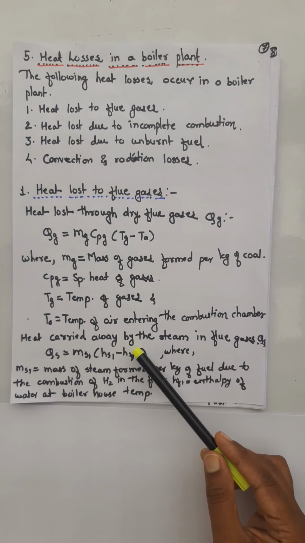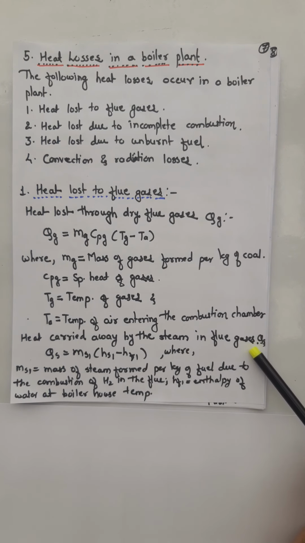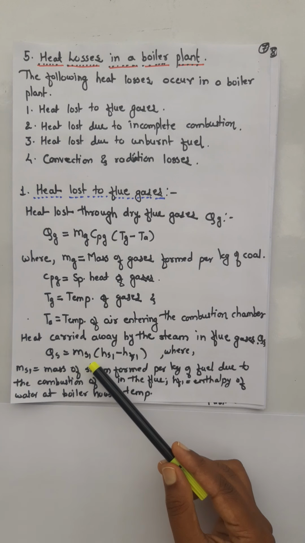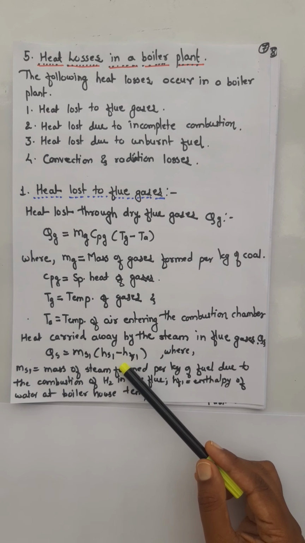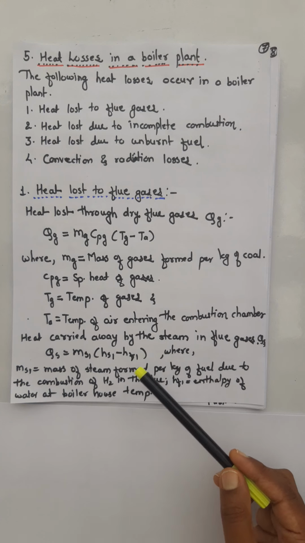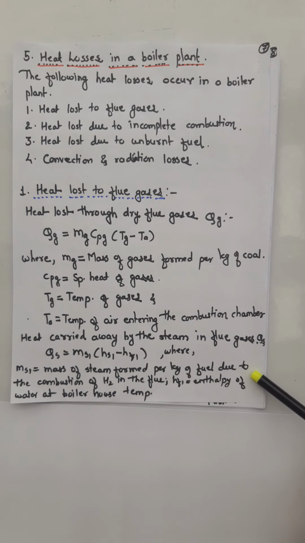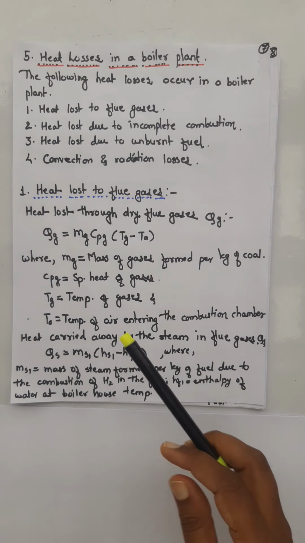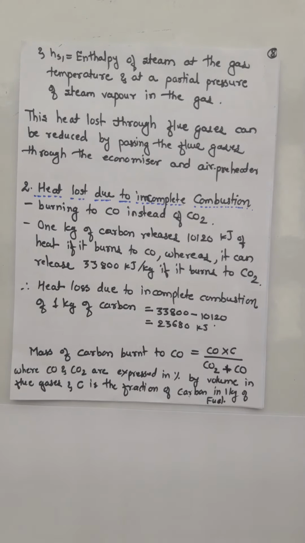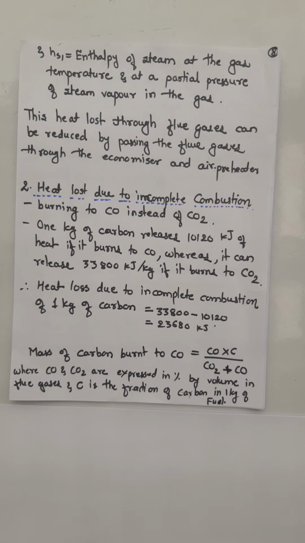So heat carried away by the steam in flue gases is given as Qs, and Qs is equal to Ms1 into (Hs1 minus Hf1), where Ms1 is the mass of steam formed per kg of fuel due to the combustion of H2 in the fuel, Hf1 is the enthalpy of the water at boiler house temperature, and Hs1 is the enthalpy of steam at the gas temperature and at a partial pressure of steam vapor in the gas.